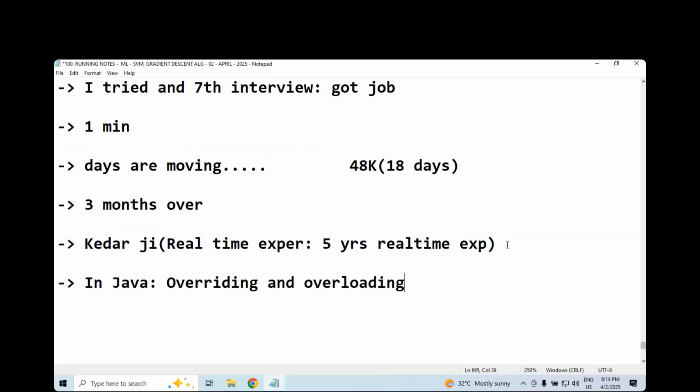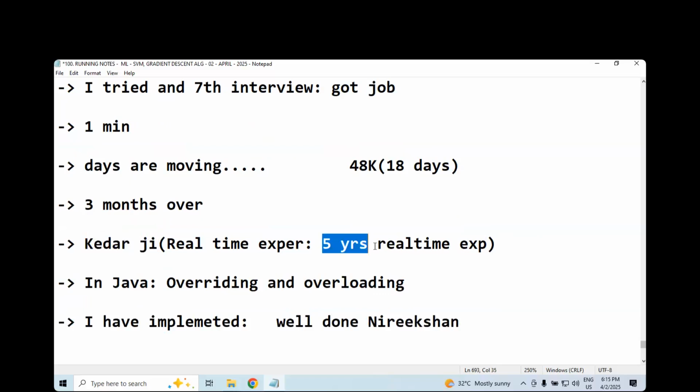Biscuit actually. Now, when he was asking, can we implement some overloading and overriding? Sir, let me tell you, I have implemented it and I have shown my implementation actually. What he said was, hey, you have done really very nice. Well done, Nirishan. Can you tell me who gave the comments, sir? Kedarji. How many years of experience?